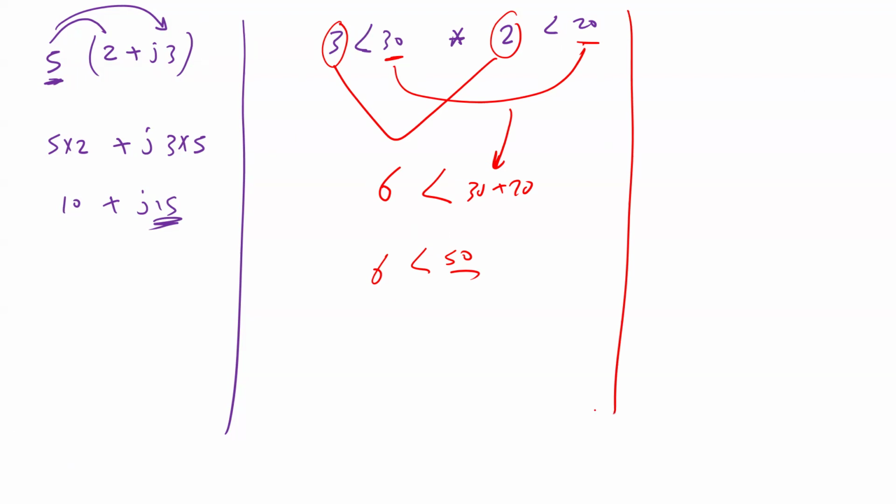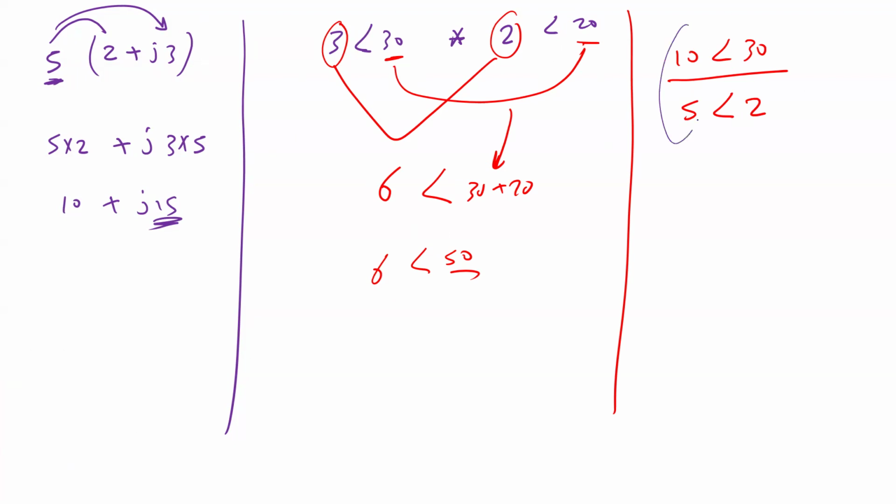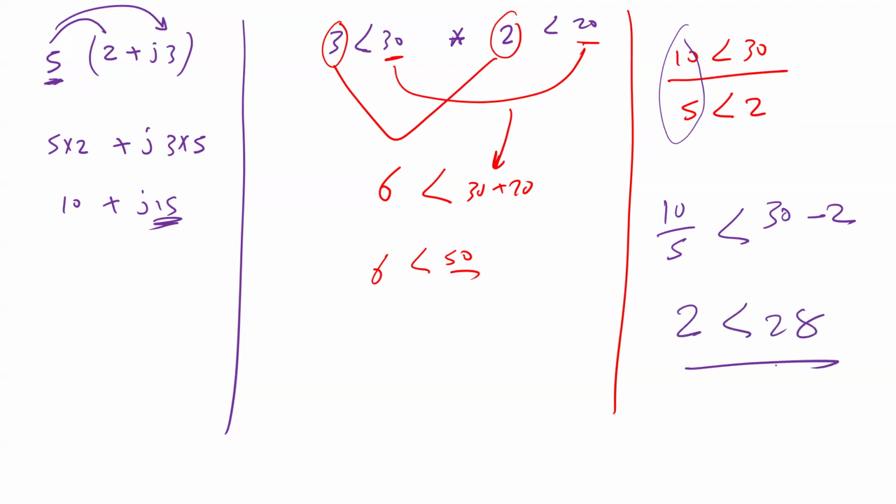What about division? For example, you have here 10 with angle 30 divided by 5 with angle 2. If you want to do division, you need to divide the magnitude by the magnitude, so it's going to be 10 divided by 5, and for the angle, it should be 30 minus 2. Okay, so 10 divided by 5 is 2, with angle of 28.